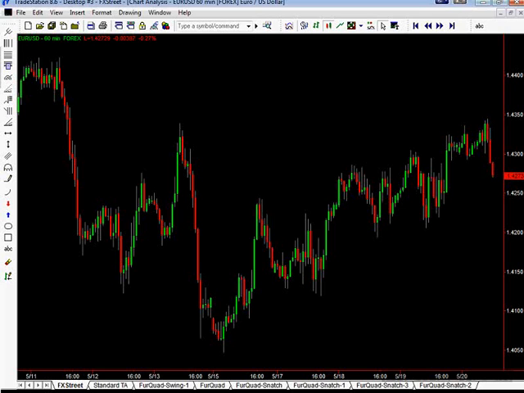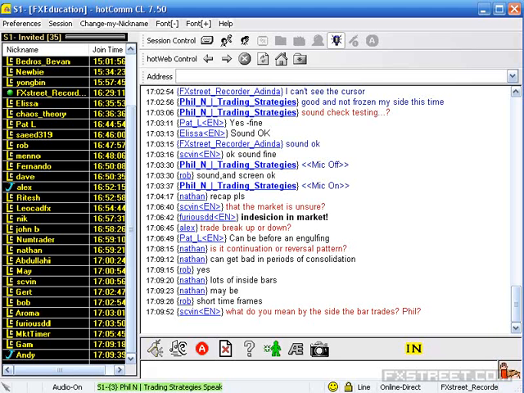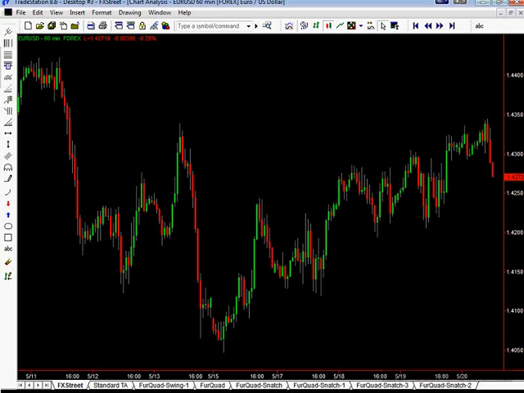So to answer your question, what do you mean by the size the bar trades? So basically, the general consensus with an inside bar type of strategy is that you would place a buy order above the inside bar, a sell order below the inside bar, and then if, for example, the price moves above the high of the inside bar first, then you would be entered long into the market and you would have bought that particular instrument that you're trading.